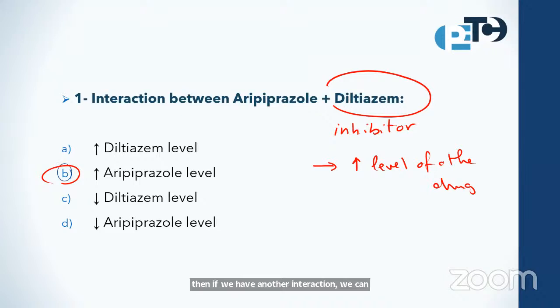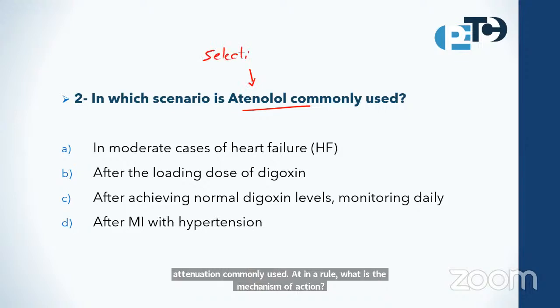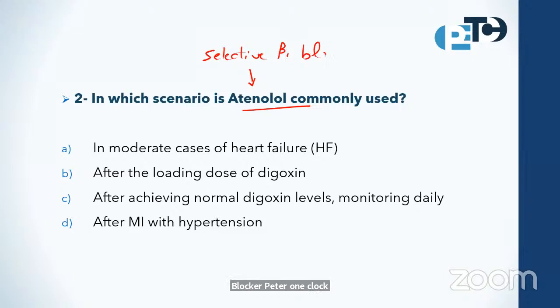Let us see the second one. In which scenario is atenolol commonly used? What is the mechanism of action of atenolol? It is a selective beta-1 blocker. A selective beta-1 blocker can be used in many indications, many therapeutic uses, including angina and arrhythmia. So let us see the choices. In moderate case of heart failure, after the loading dose of digoxin, after achieving normal digoxin level monitoring daily, or after MI with hypertension.